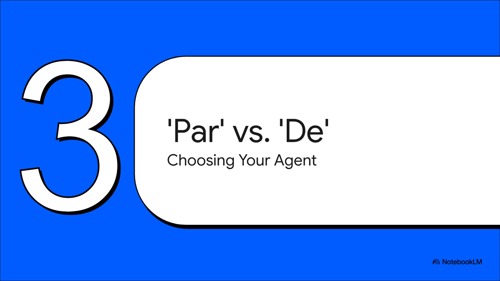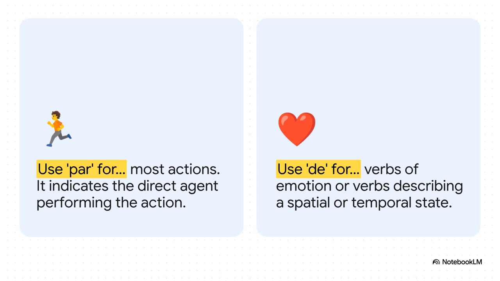All right, so you might be thinking, got it, use par. Easy. Well, hold on. While par is definitely your main tool, French has this other little preposition that you have to use with certain kinds of verbs, and that's de. And getting this right is a real level up moment. Here's a good way to think about it. Par is for doing something, an action, but de is more for states of being or feeling.